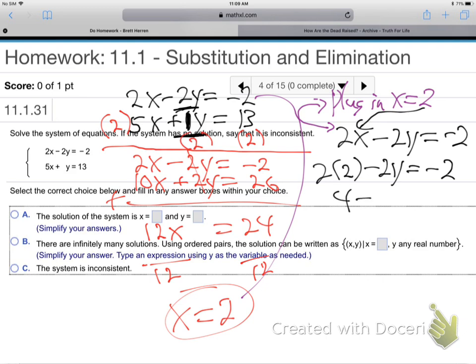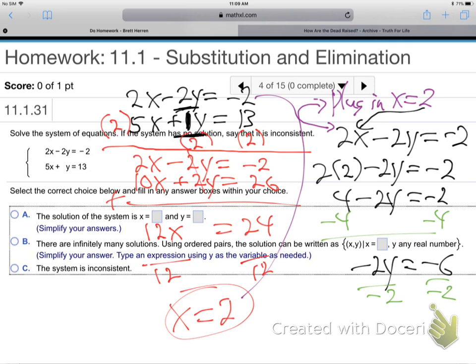So that's 4 minus 2y is negative 2. Subtract 4. Minus 2y is minus 6. Last step, divide by minus 2. Y equals 3. We're done. Is that good? Remember all that from algebra? Making those guys opposites? That's what you always do.